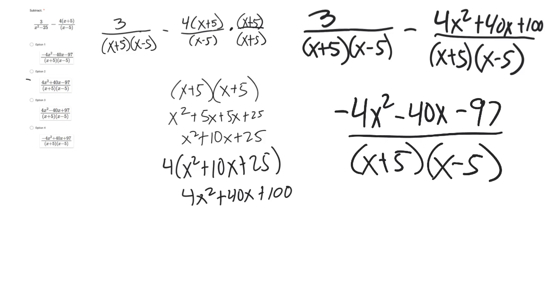And if you look, the one that's got the negatives all the way through, we've got option 1, which is negative 4x squared minus 40x minus 97 over x plus 5 times x minus 5.